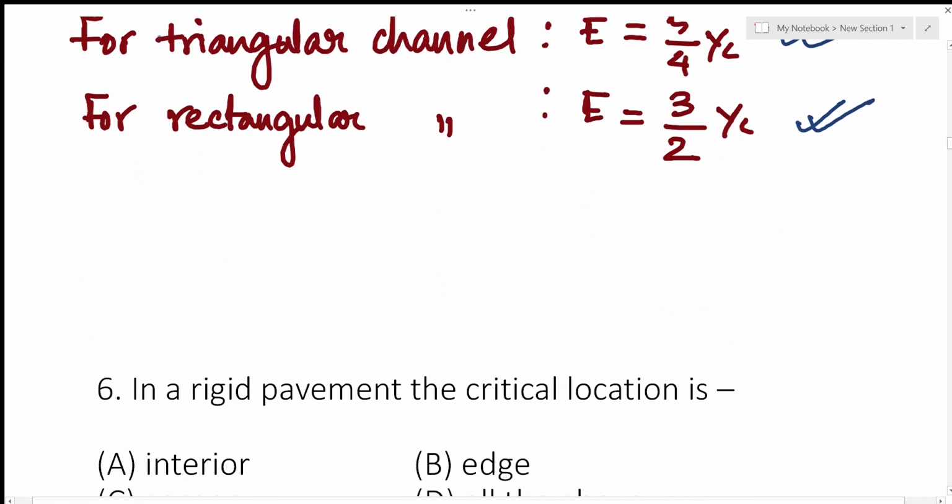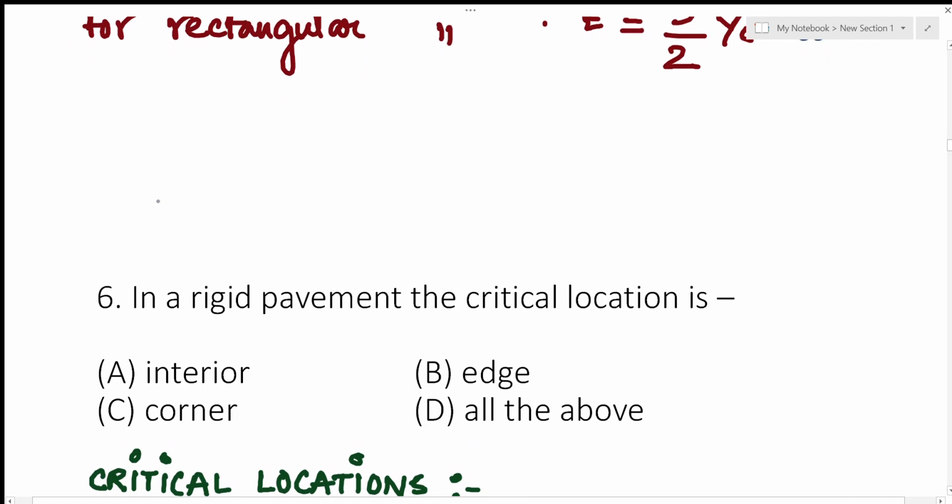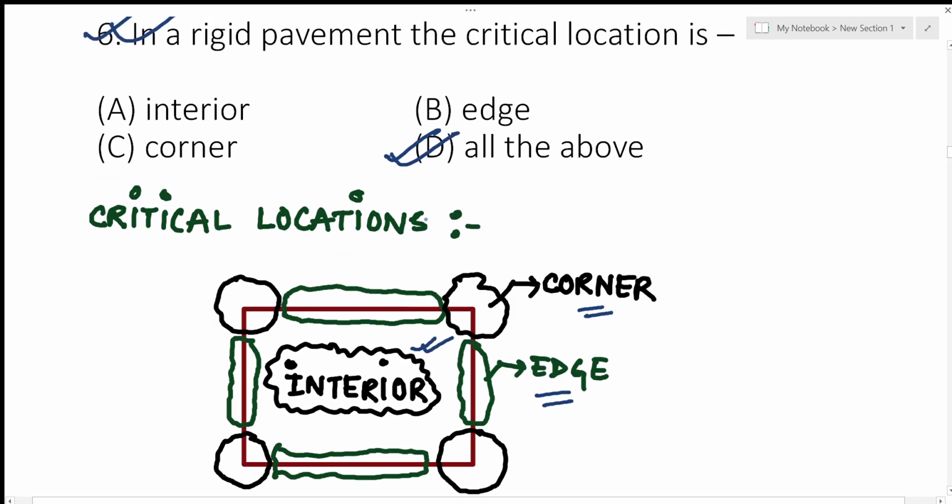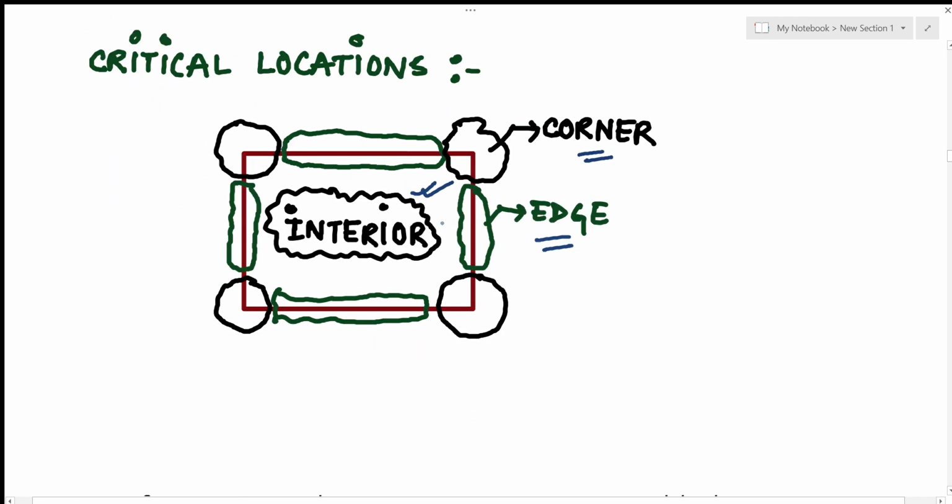Next question, in rigid pavement, the critical location is. See, for rigid pavements, interior, edge as well as corner are all the critical locations. Now you can see which is the edge part, which is the corner part, and which is the interior part. So all of these parts are very important and we calculate the stresses in each part separately. So in a rigid pavement, the critical location is all the above, interior, edge and corner as well.